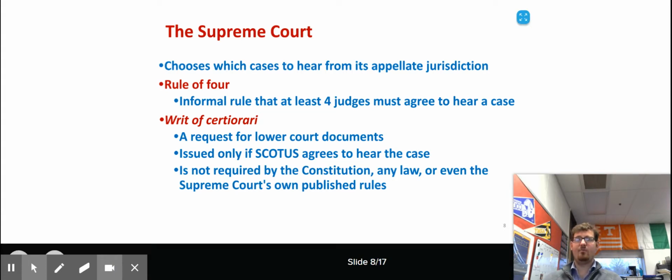And when they get that writ, lower courts provide all the documents. This writ is only issued if the Supreme Court agrees to hear a case. This isn't required by any part of the Constitution. This is just the way that the court operates on tradition, essentially.